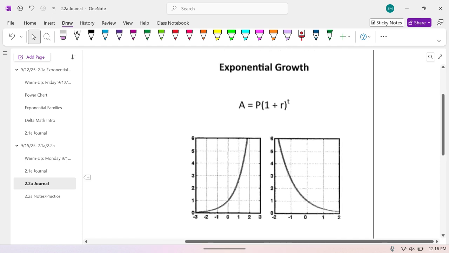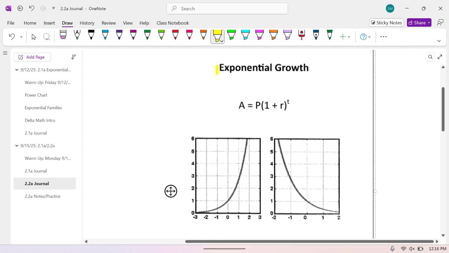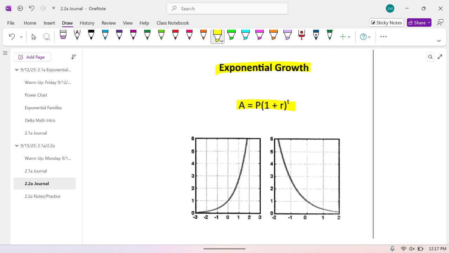So I'm looking at the very front of that journal. So first off, we got exponential growth, which is given to us by this formula, A equals P times 1 plus R raised to the T power.